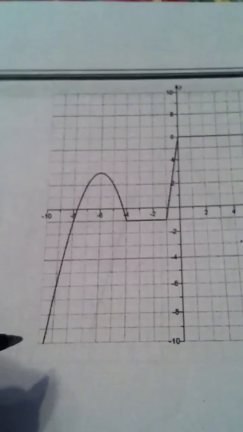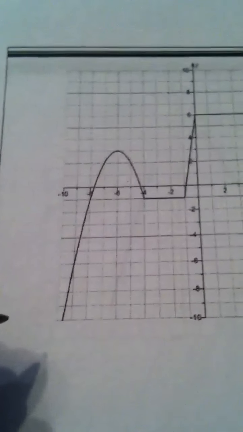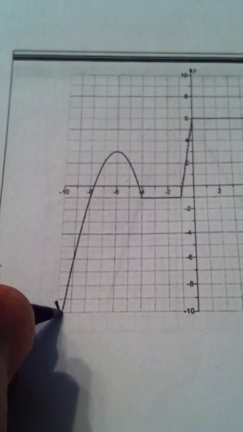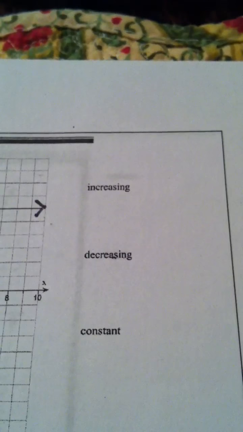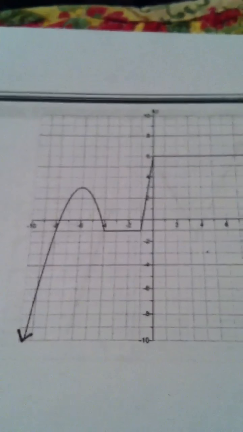Okay, the next example, we have a graph that looks like this. Now what you need to realize, there's actually an arrow here and there's an arrow here. The graph doesn't stop. And we want to know where the graph is increasing, where it's decreasing, and where it's constant. Okay. Best way to do that, remember, increasing, decreasing, and constant are always answered in terms of x.